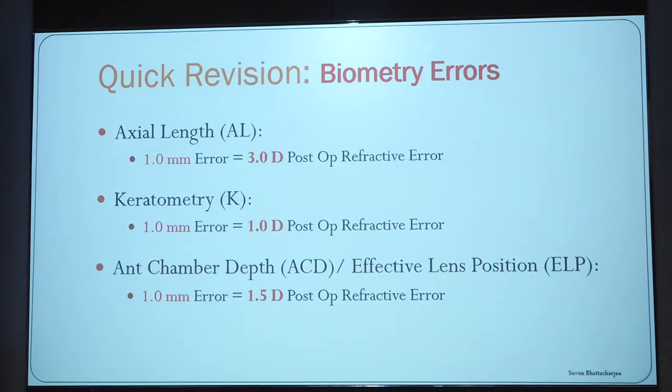Now a quick revision. If you make biometry errors in these three parameters, axial length, a 1 millimeter error gives you a 3 diopter refractive error. Keratometry, 1 millimeter, 1 diopter, and AC depth, 1 millimeter is 1.5 diopters. So you can choose which one you want to make your errors in, and you can go ahead.